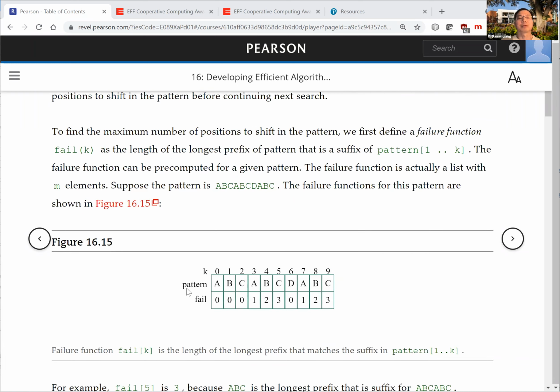So for example, here's the pattern. And what is the failure function for this? Well, this is 0. And let's look at this A right here. This is a 1. Why is it 1 here? It's the prefix and the suffix right here. So AB, that's 2. There's 2 here. So with C, it is 3. So there's 3 here. So that is the fail function.